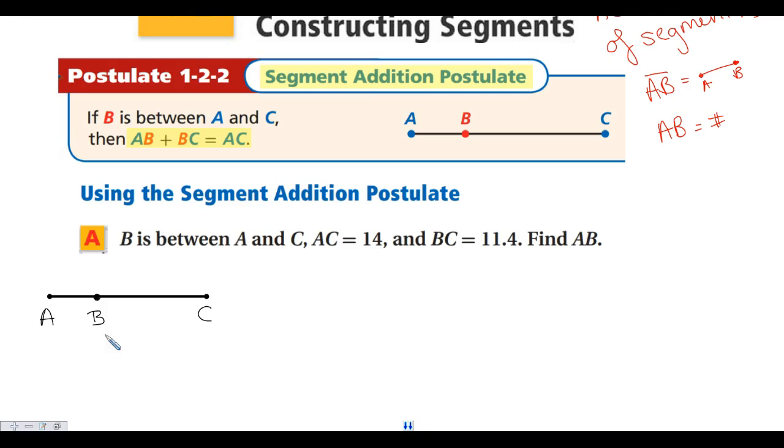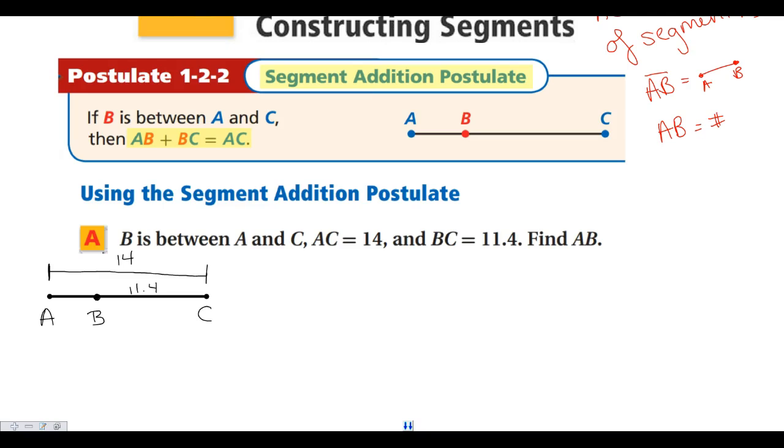All right? Now, the next thing that this tells me is that the length of segment AC is 14. So I know that the distance from here all the way to here is 14. Okay? Then it says the length of segment BC is 11.4. So that's step 1, is drawing our picture. Okay? So you should have this written down on your paper next to those 3 steps.